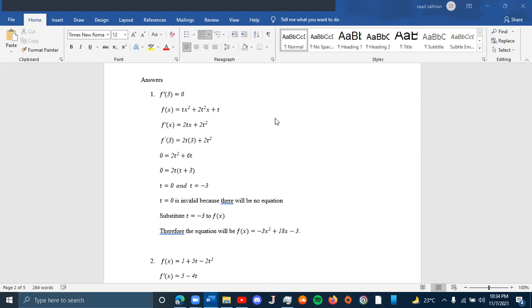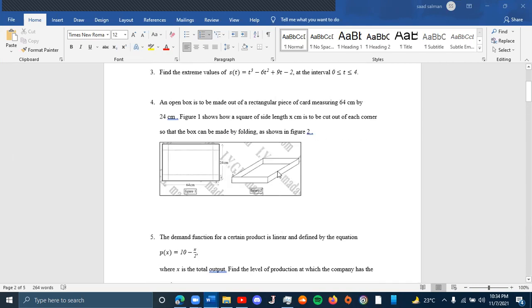So t = 0 is invalid because there will be no equation formed with t = 0. So we'll substitute t = negative 3 into f(x). Therefore the equation will be f(x) = minus 3x squared plus 18x minus 3.